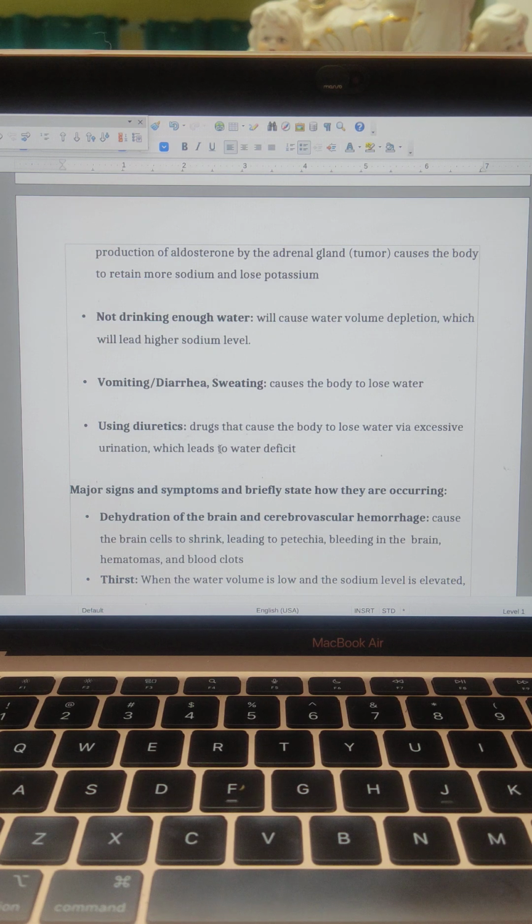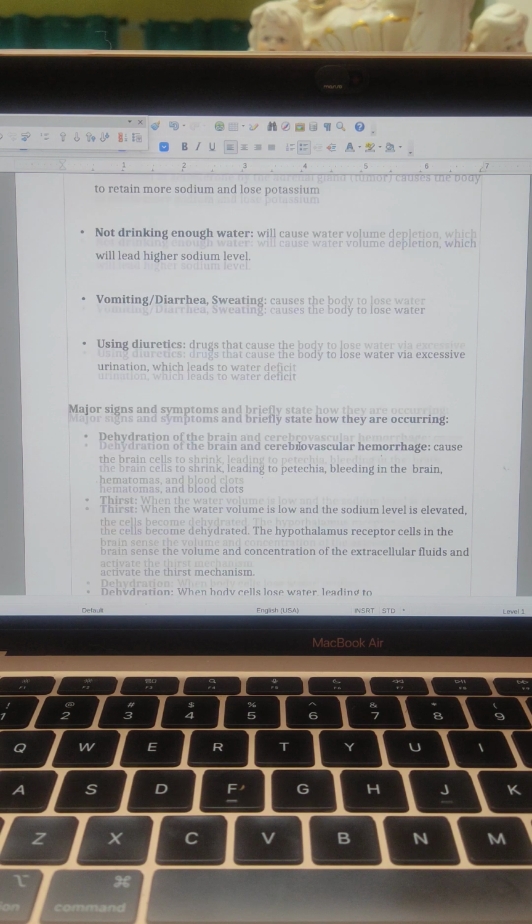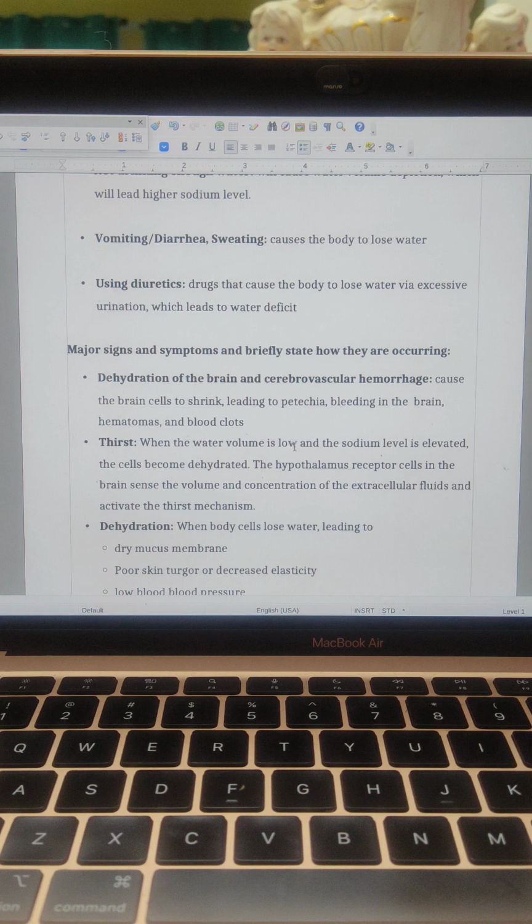Diuretics are drugs that are used to excrete excess water from the body via urination. So people who have congestive heart failure are sometimes prescribed diuretics to help get rid of the excess water, and this could lead to hypernatremia if they lose too much water from the body, which will accumulate the sodium level in the extracellular fluids.